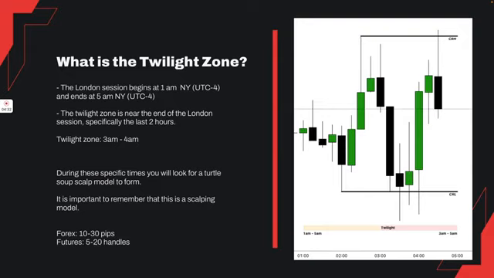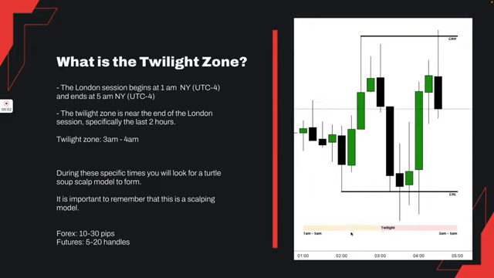Now, the Twilight Zone is near the end of the London session, specifically the last 2 hours. This is very, very important. The Twilight Zone begins at 3 a.m. and ends at 5 a.m. This is a typo. Alright, this is supposed to say 5 a.m.